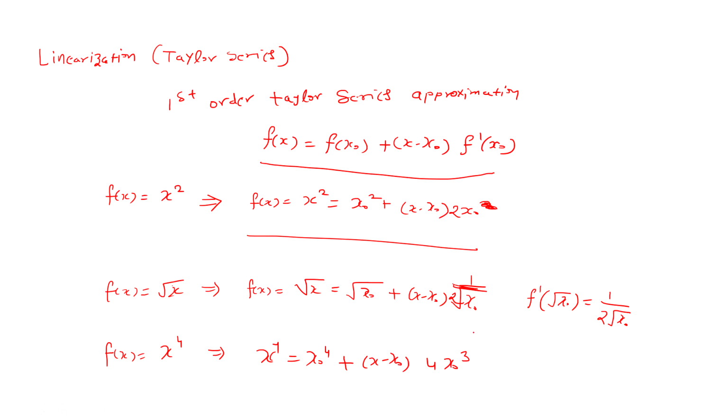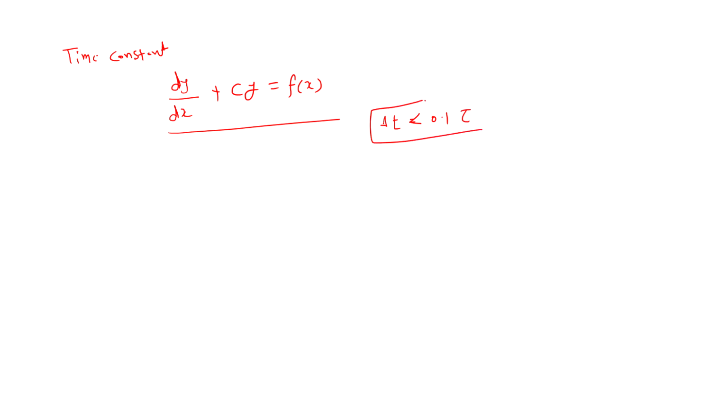So let us see a practical example of this. There is something called the time constant. Suppose I have an ODE, that is dy over dx plus cy is f of x. When we numerically solve this ODE, the delta t must be less than 0.1 times tau, or this condition may change depending upon the stiffness of the ODE.